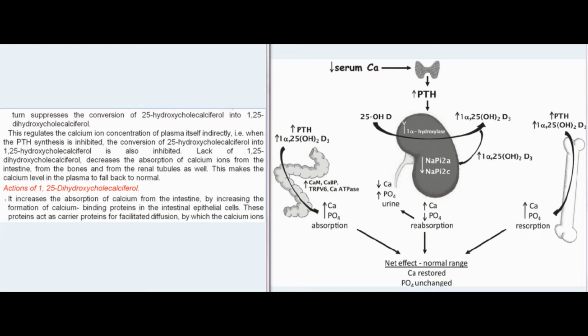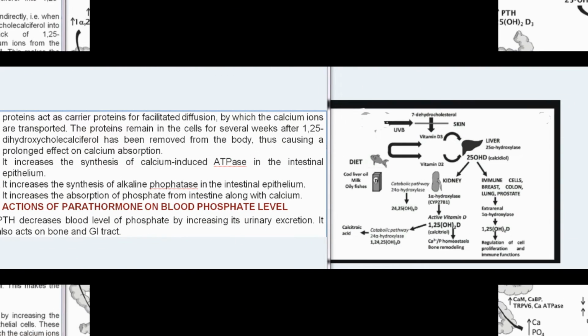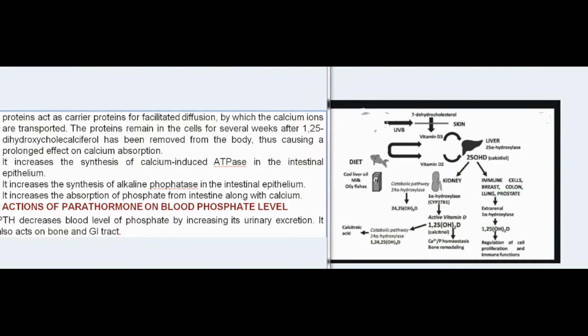Actions of 1,25-dihydroxycholecalciferol. It increases the absorption of calcium from the intestine, by increasing the formation of calcium-binding proteins in the intestinal epithelial cells. These proteins act as carrier proteins for facilitated diffusion, by which the calcium ions are transported. The proteins remain in the cells for several weeks after 1,25-dihydroxycholecalciferol has been removed from the body, thus causing a prolonged effect on calcium absorption.